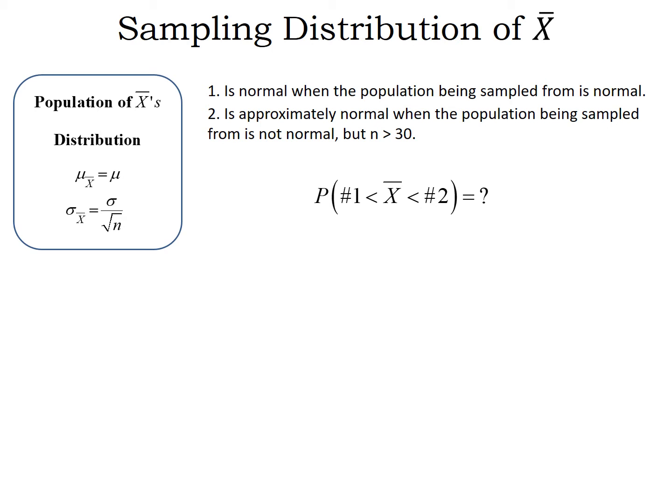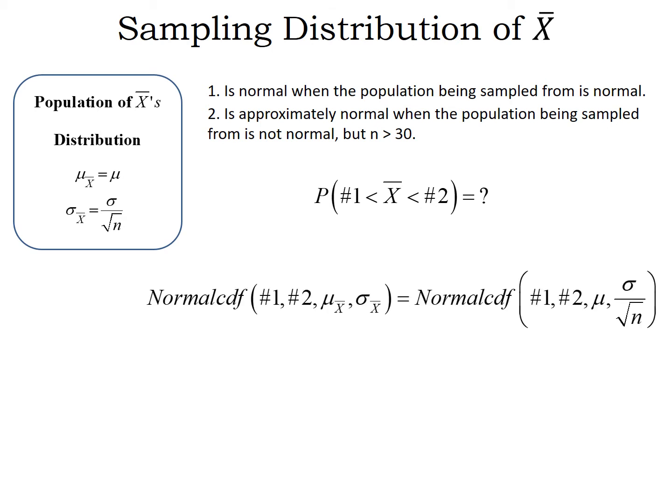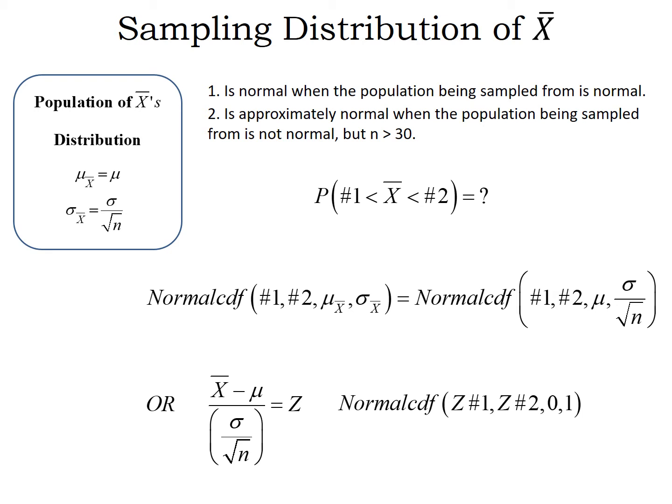But as long as we meet one of these two conditions, then x bar can be approximated with the normal curve, which means we're going to use our normal CDF. We're going to go from our lower limit of number 1 to our upper limit of number 2, plug in our mean and standard deviation of x bar into the normal CDF function, and boom, we have our answer. That will tell us the probability that the sample mean for a certain size sample is between whatever the two specified values are.